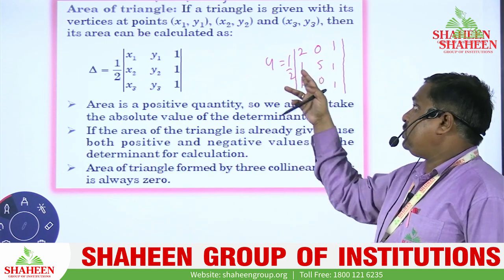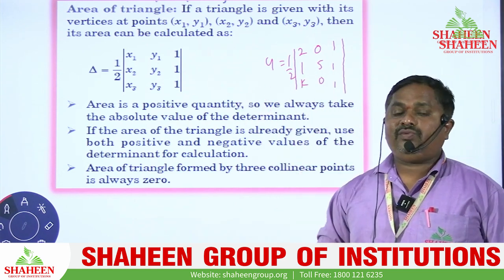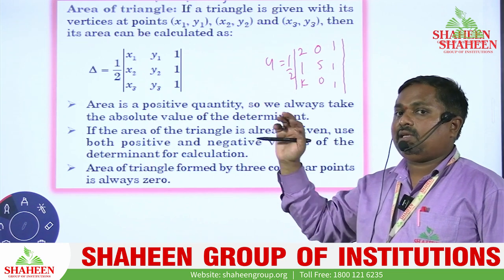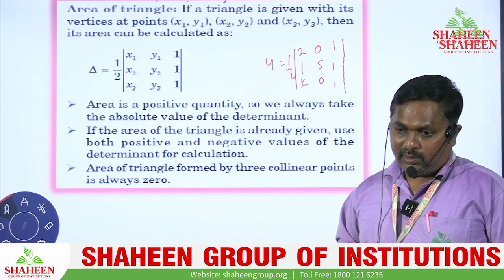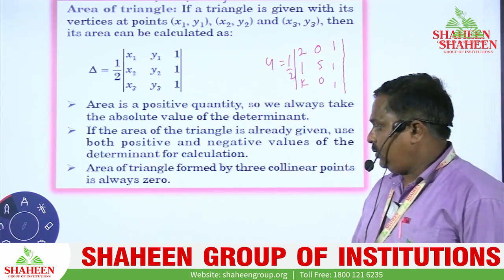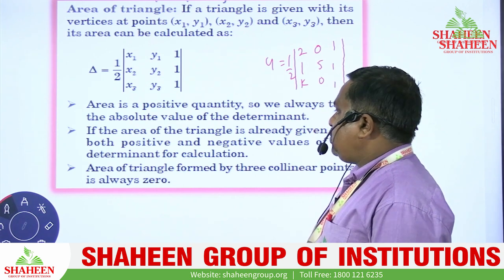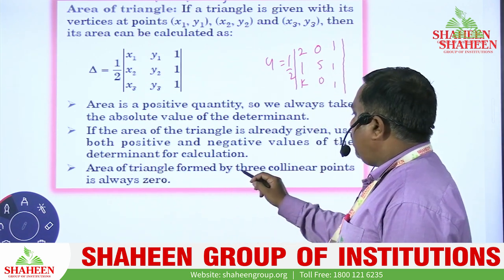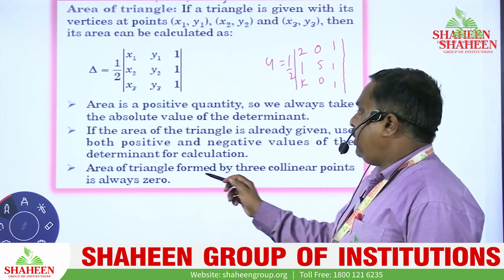On removing this determinant symbol, what happens? We have to take this area as plus or minus 1/2 and expand this. Understood? Okay.